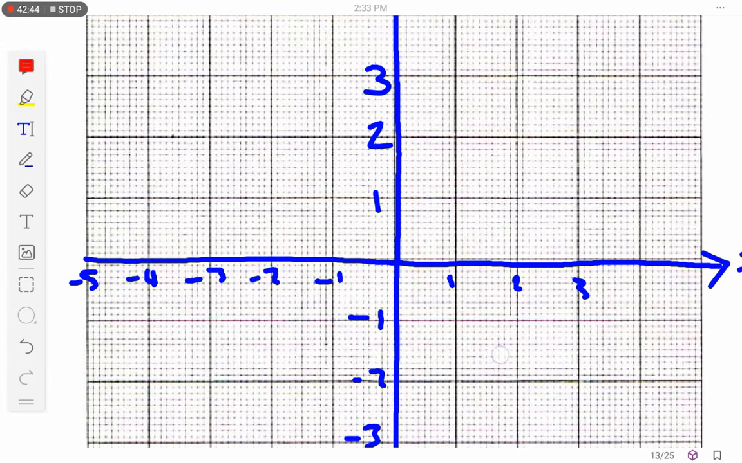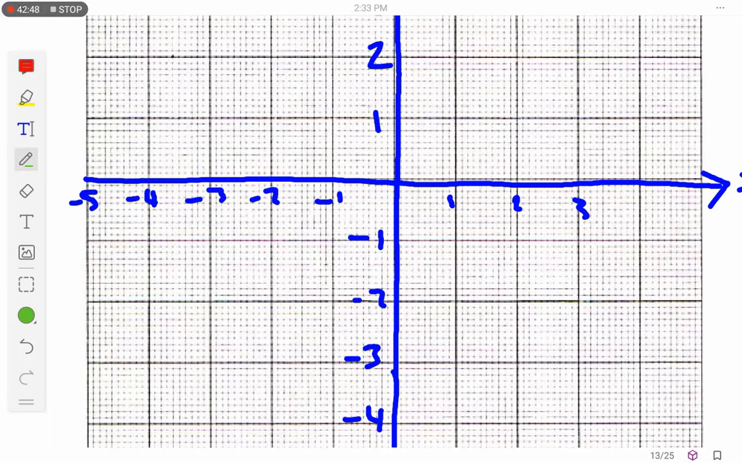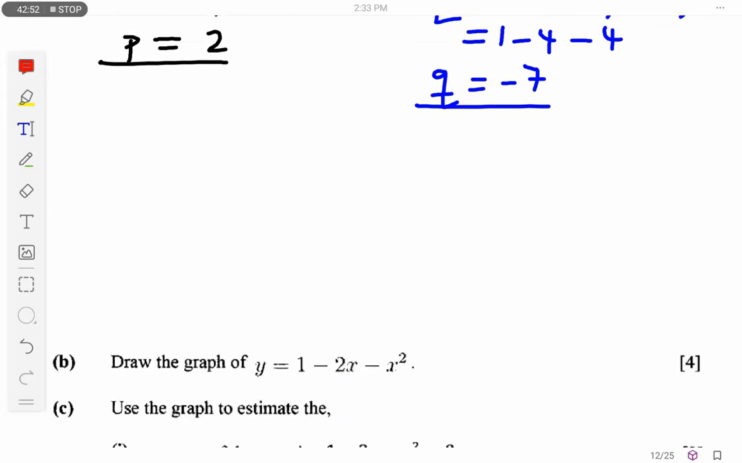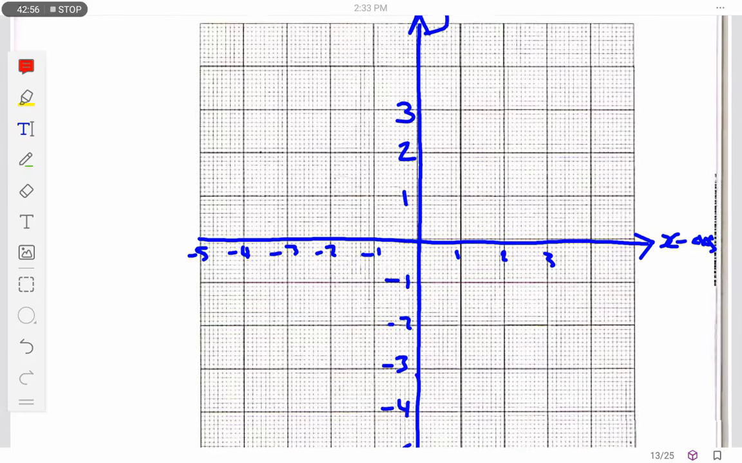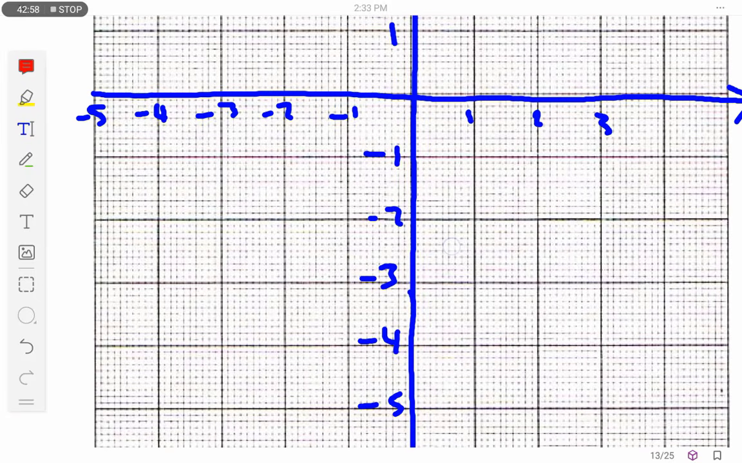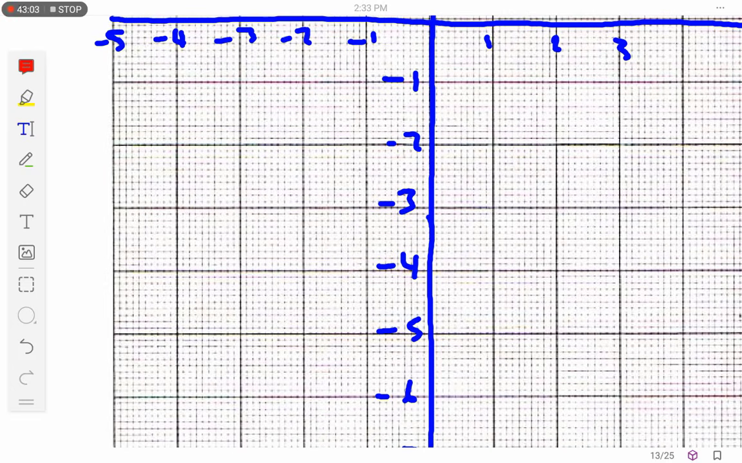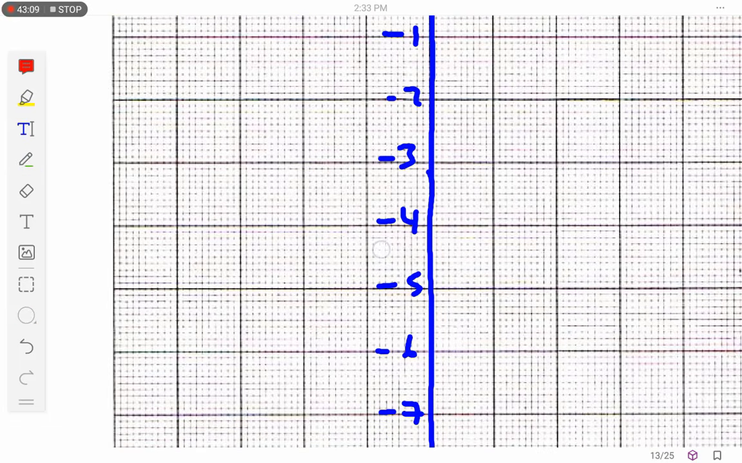Okay, let's draw the points. The first one was minus 4, minus 7. You can write this somewhere so that it's easier for me. Minus 4, minus 7. So we are taking minus 4 is this one, then minus 7 is here. Let me just go down a little bit. So here is the point.